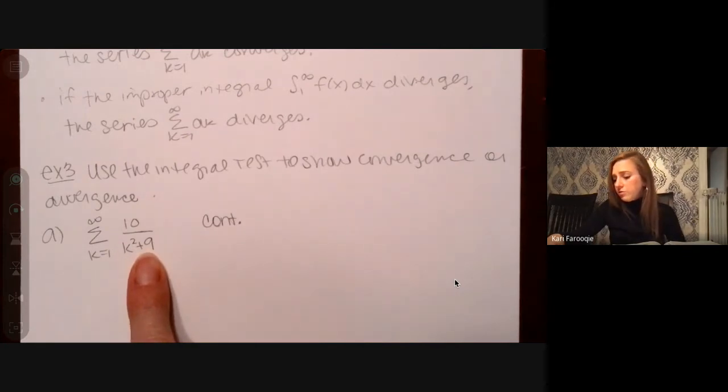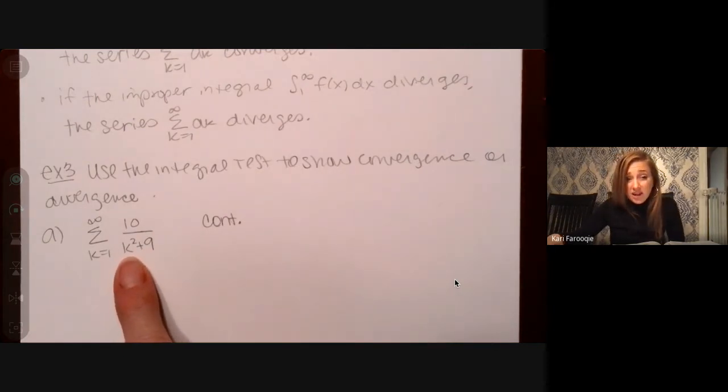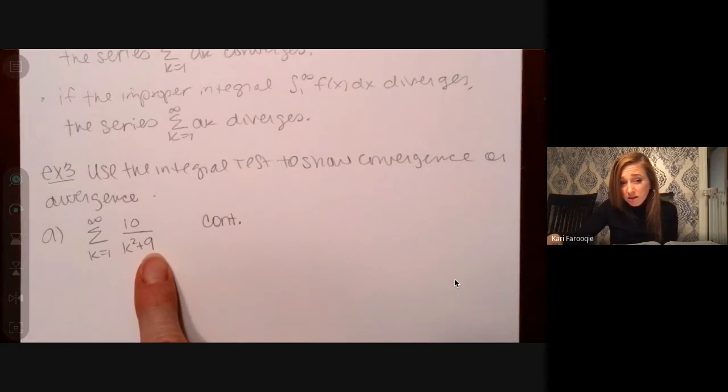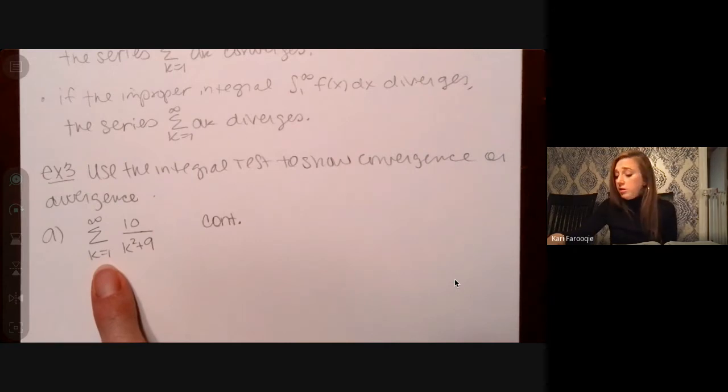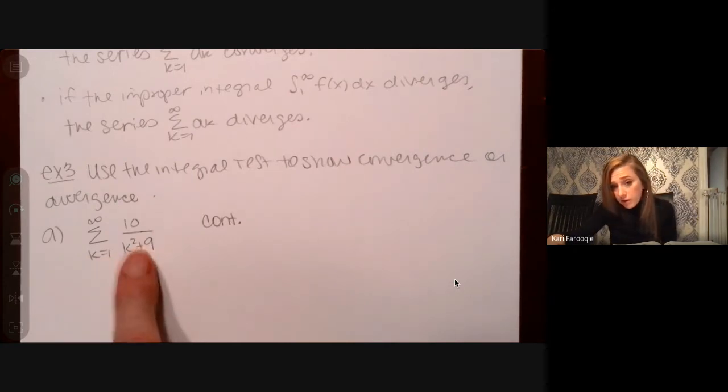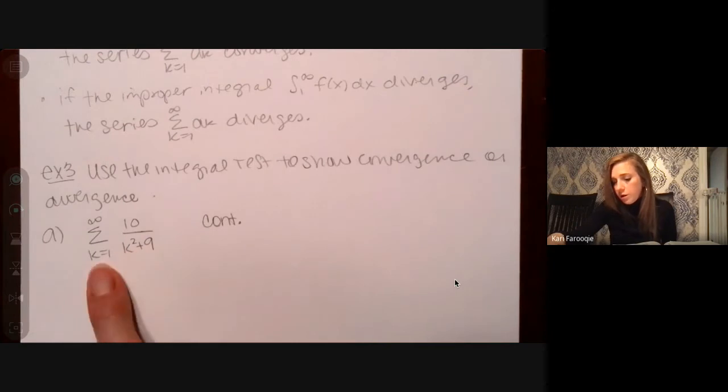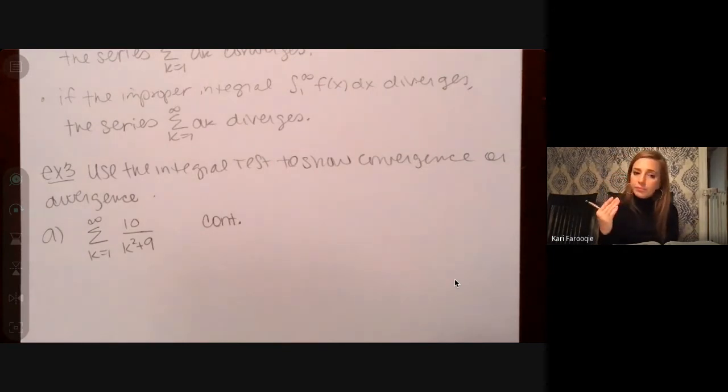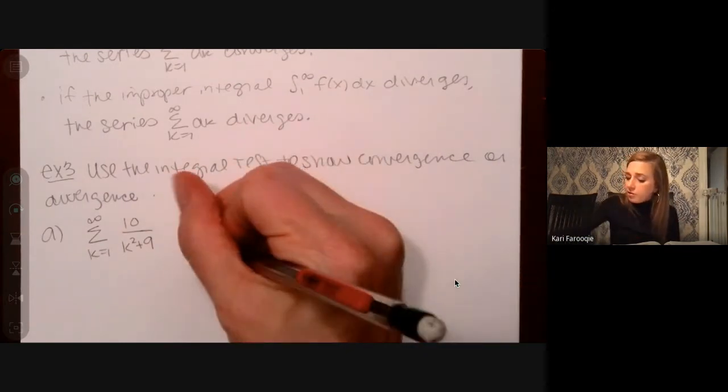Also, keep in mind, even if instead of having k squared plus 9, let's say you had k plus 9, well, k would have to be -9 and k starts at 1. So it could be that you have an asymptote in this function, a vertical asymptote, but not from 1 to infinity, or wherever your series starts, to infinity. So keep that in mind. Continuous. Check.